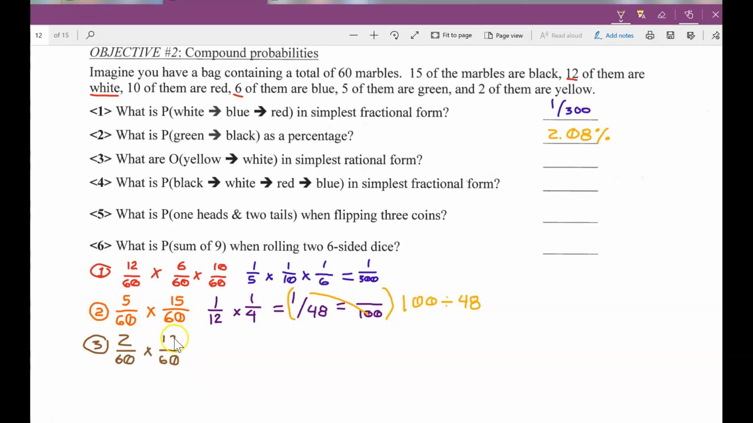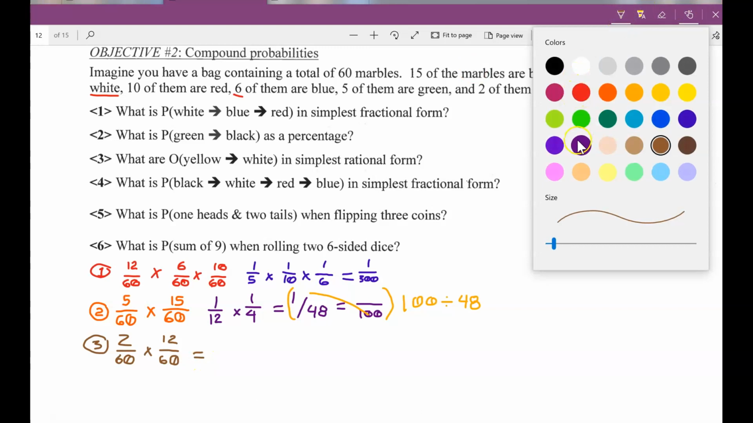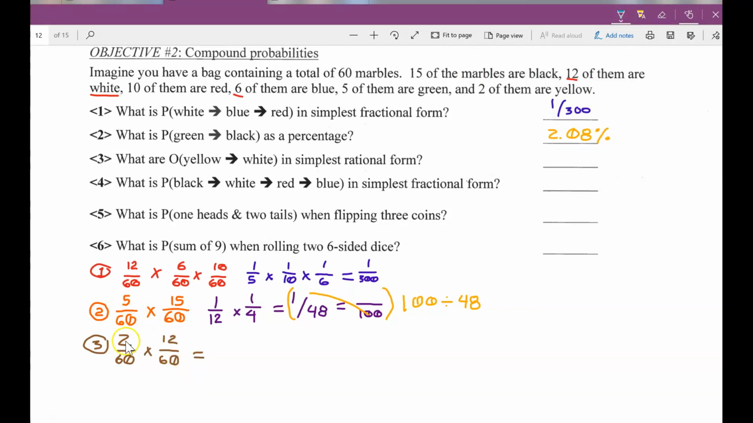All right, now, let's simplify if we can. Switch colors, because that's what we've been doing. Let's go to teal. 2 out of 60 can both be divided by 2. That gives us 1/30th. And then 12 out of 60, we saw this up here. That simplifies down to 1/5. Now we multiply. 1 times 1 gives us 1. 30 times 5 gives us 150.